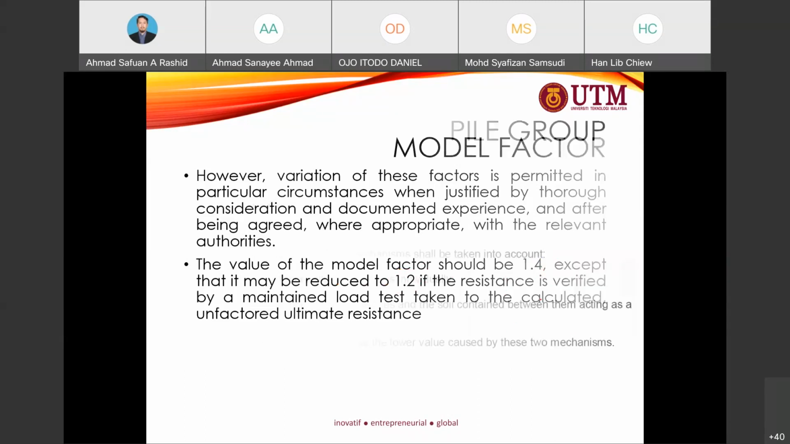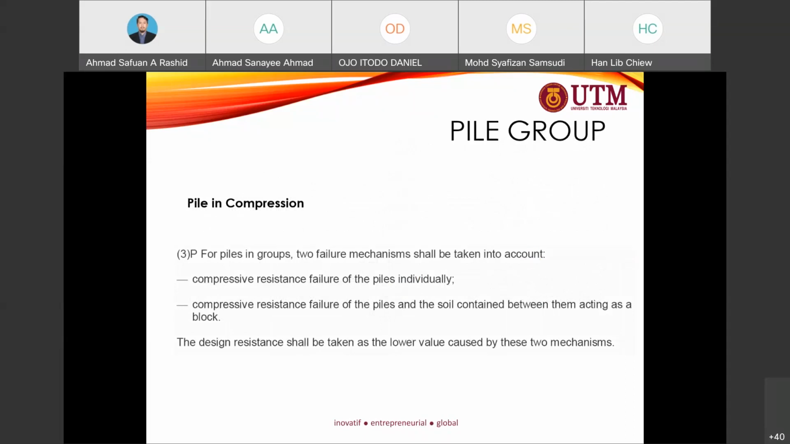Then we have pile groups. For piles in a group, two failure mechanisms should be taken into account. First, compressive resistance failure of the piles individually. Then we should consider it as a group, acting as a block. So we compare the design based on individual piles, multiplying by the number of piles, and the group of piles where the failure acts as a block. The design resistance should be taken as the lower value caused by these two mechanisms.